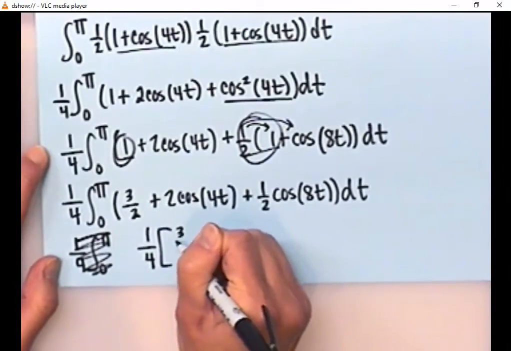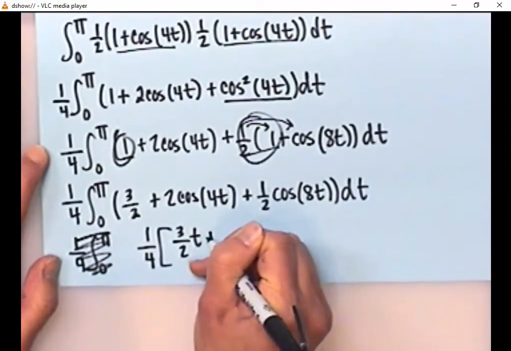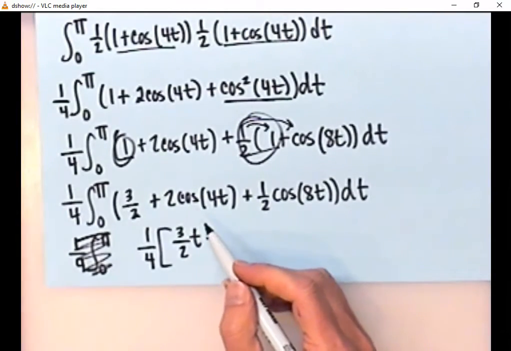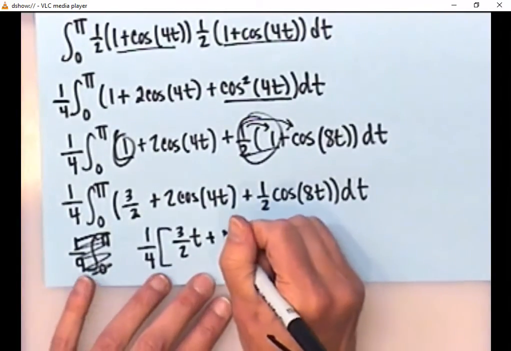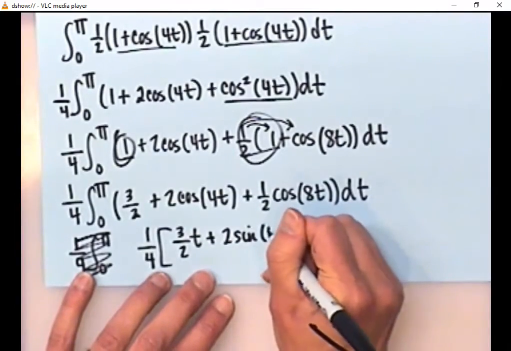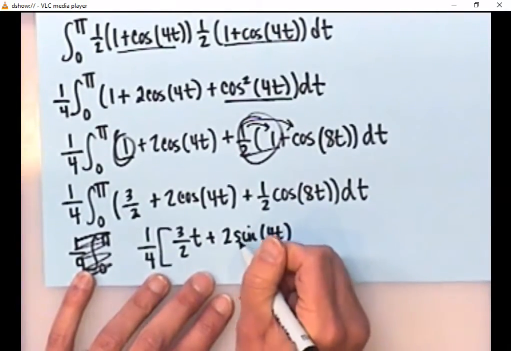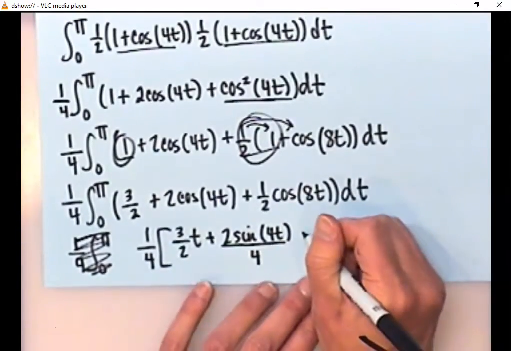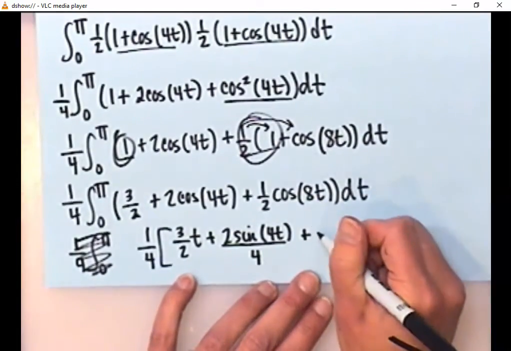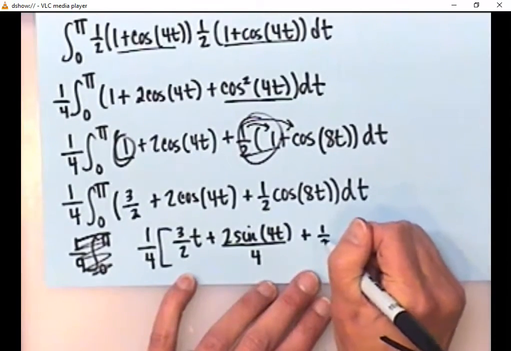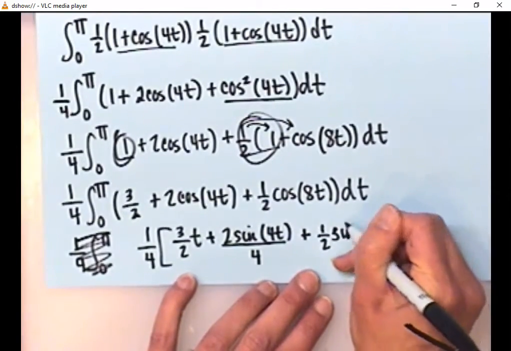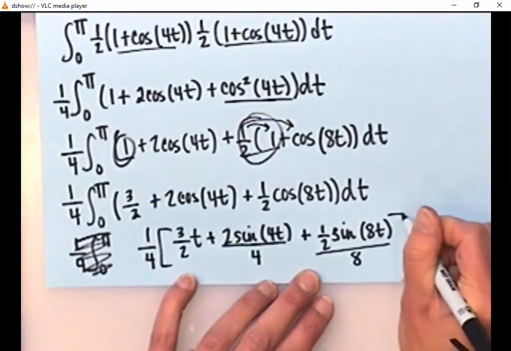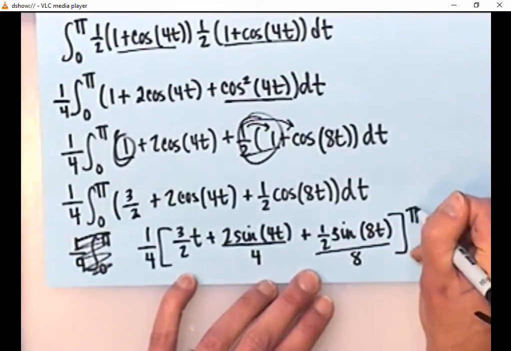3 halves t plus, well, the integral of cosine is sine, right? Positive, right? So it'd be 2 sine of 4t, but you would divide it by 4. Plus, this is also a sine, right? So 1/2 sine of 8t, but you got to divide it by 8, exactly. So 1/16. And then plug in 0 to pi.